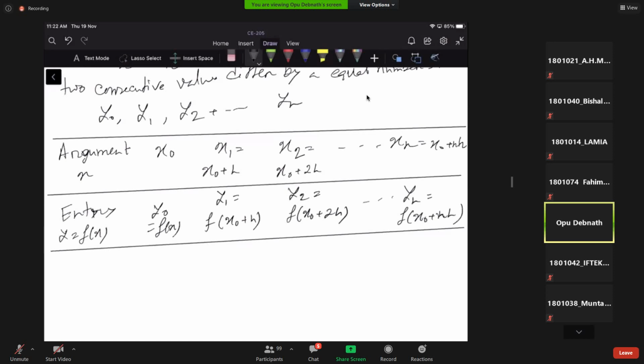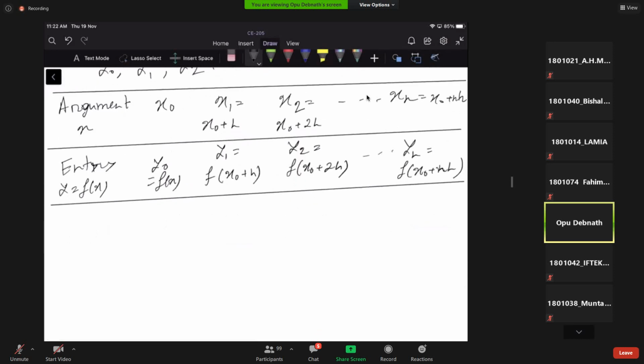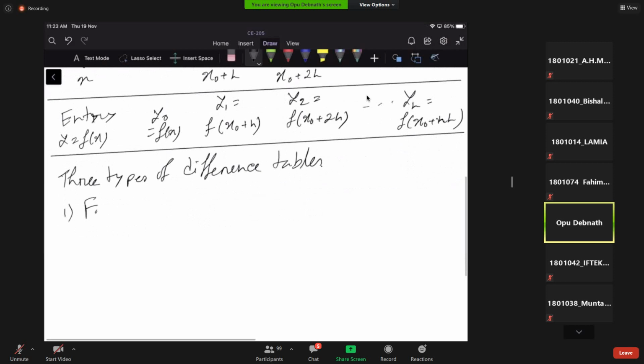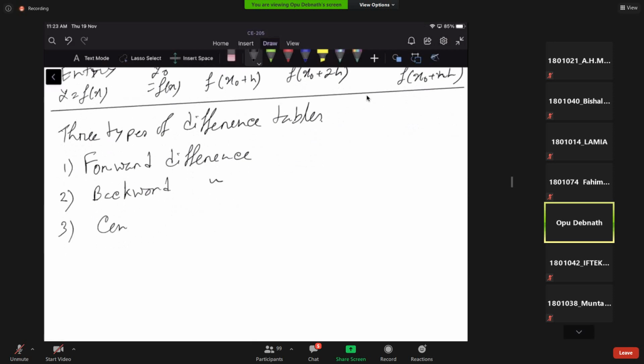So our task is to construct three difference tables. Actually, we will use these difference tables. There are three types of difference tables. The first one is forward difference, the second one is backward difference, and the third one is central difference.